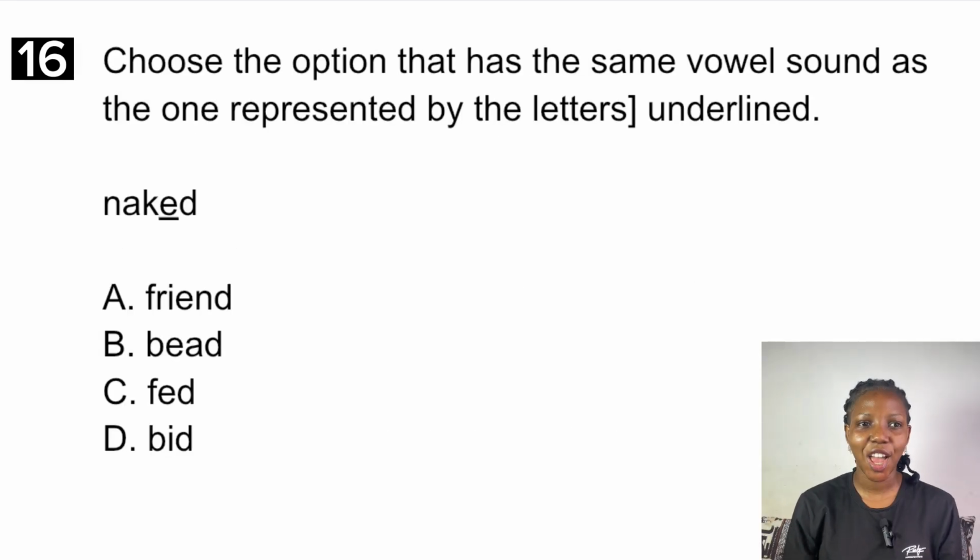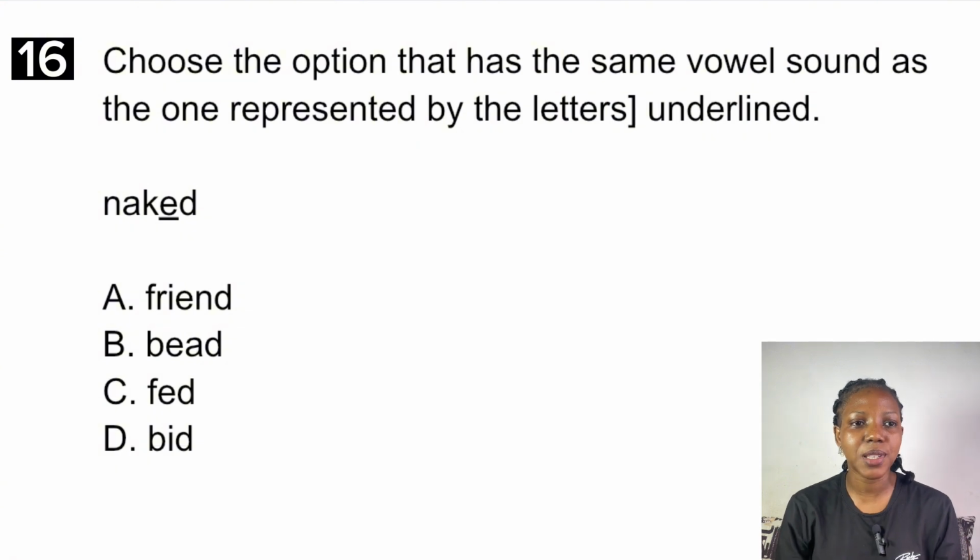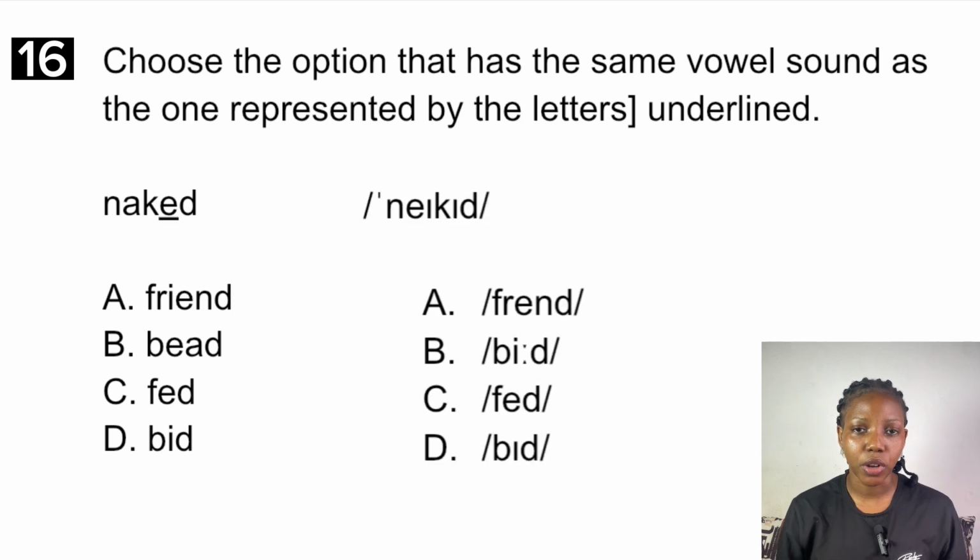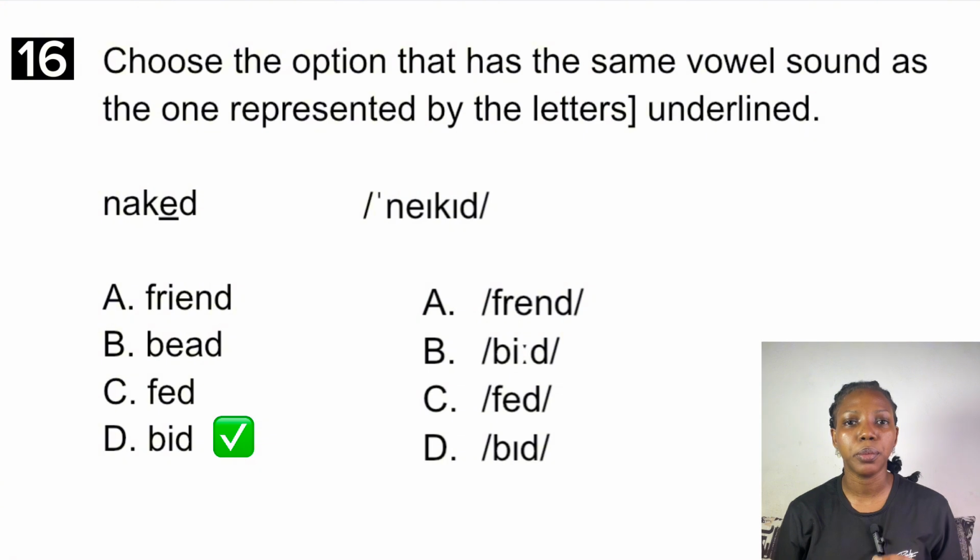Question 16. Choose the option that has the same vowel sound as the one represented by the letter on the line. Now, the word is naked and the letter on the line is letter E. Okay, so option A, we have friend. Option B, we have bead. Option C, we have fed. Option D, we have bead. The answer to this question is definitely option D. So in option D, we have E, the short sound, also in the word naked.